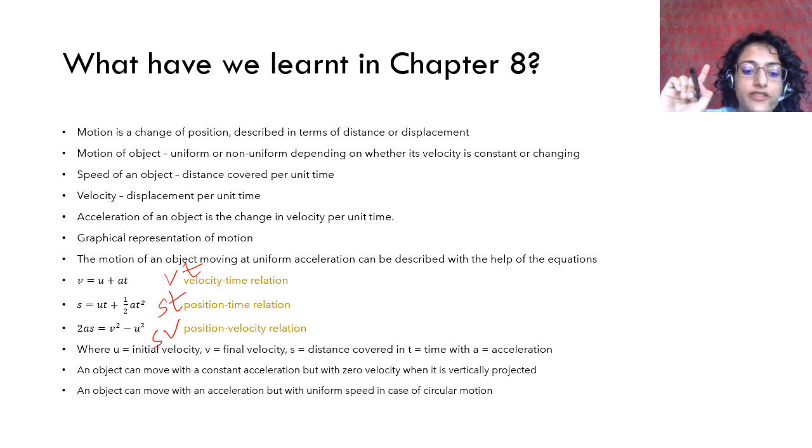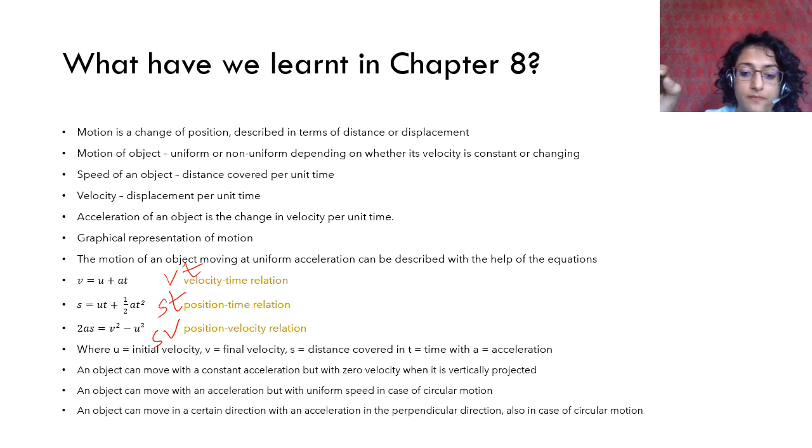An object can move with an acceleration but with uniform speed in case of circular motion. An object can move in a certain direction with an acceleration in the perpendicular direction also in case of circular motion. Okay, are you clear with chapter 8? This was the end. We have finished with all the numericals also. The graph ones, it is better that you practice them at home. Please also practice all of these numericals again. Okay, you will understand these.